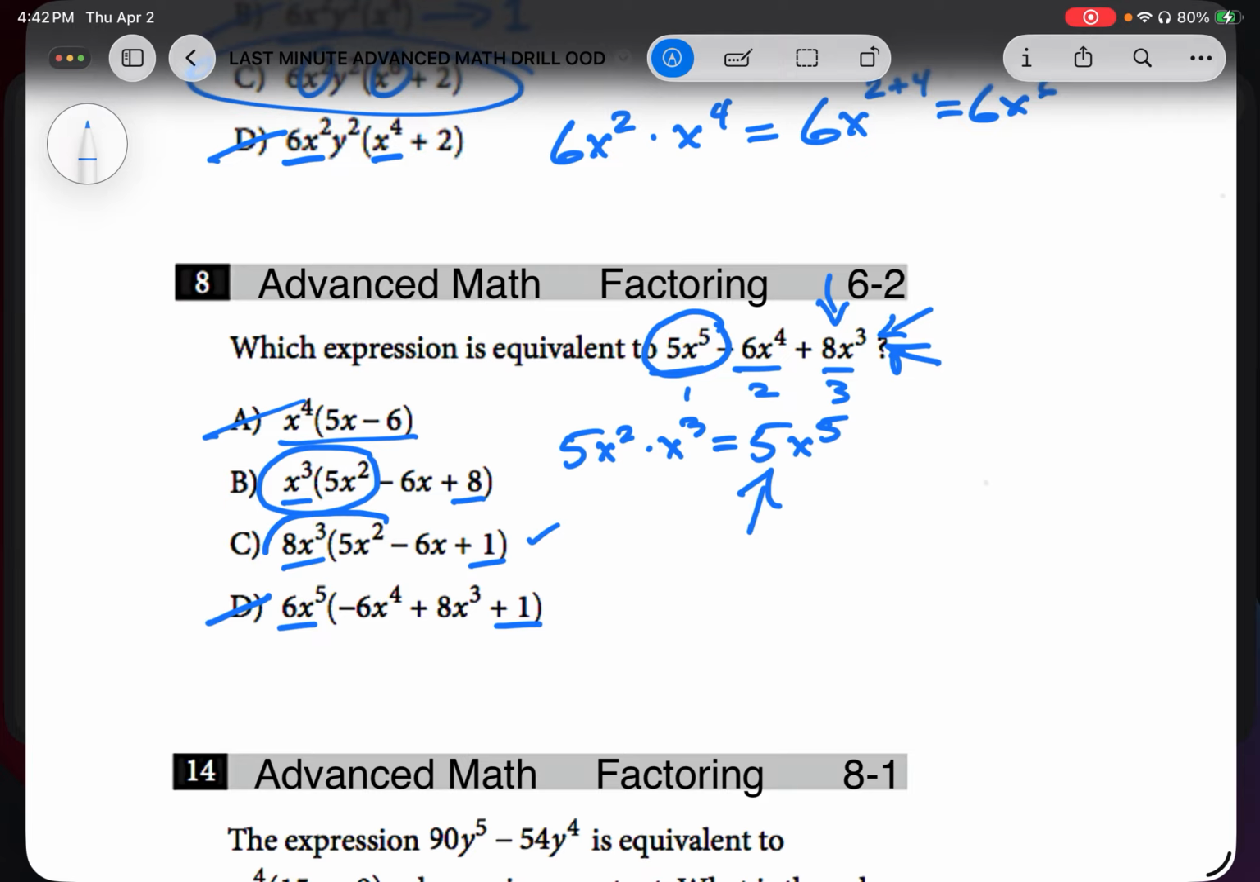Let's just verify though. Oh, I can see this is wrong. Answer choice C here would give us x to the fifth power, but what's 5 times 8? 40. I don't have 40. I have actually 5. So therefore C is out. B is our best answer.